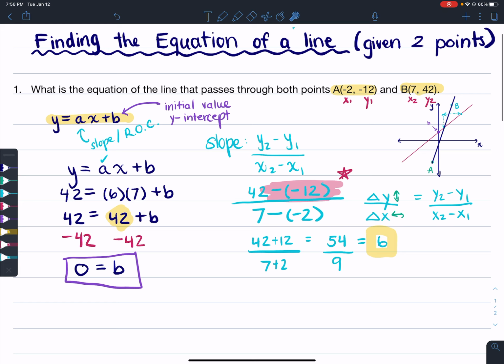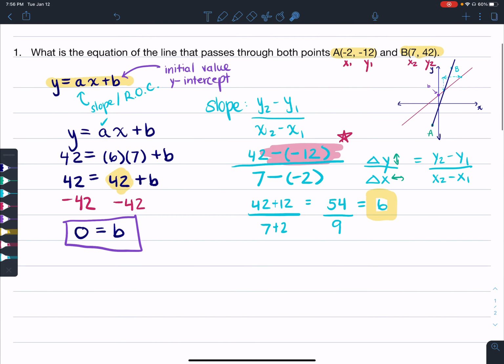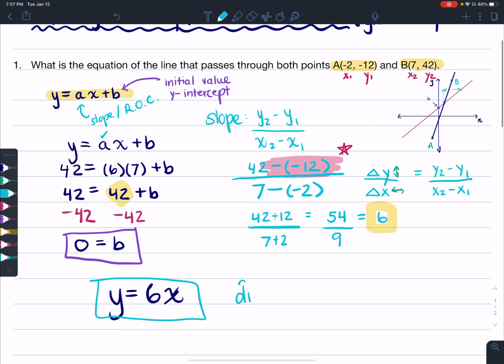The thing is that until we solved for B and got 0, there was actually no way for us to know that. So y equals 6x. That is the answer here. And it is a direct variation.